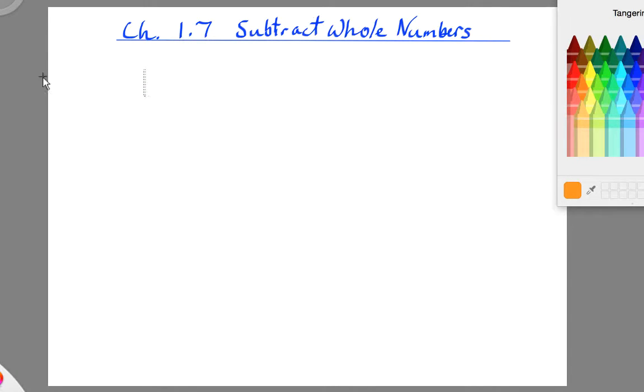Let's get the right tool. Here we go. Alright, so we have 16,421. And we're going to subtract from that 14,831. But before we do that, we're going to go ahead and estimate.